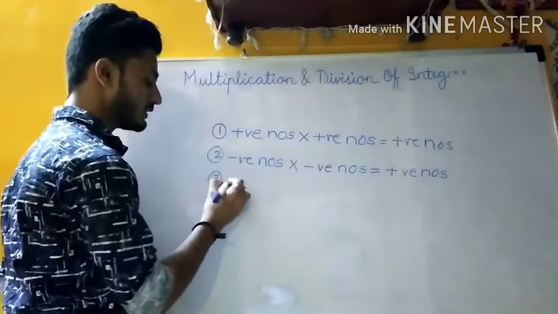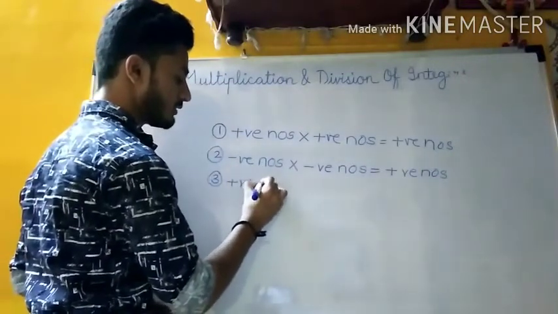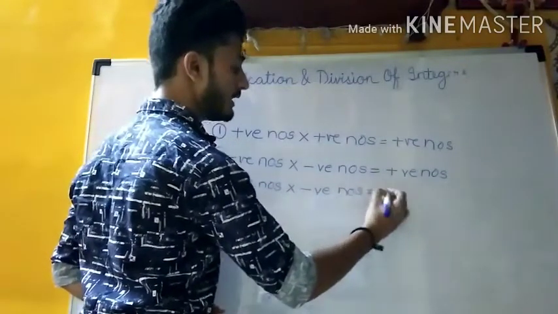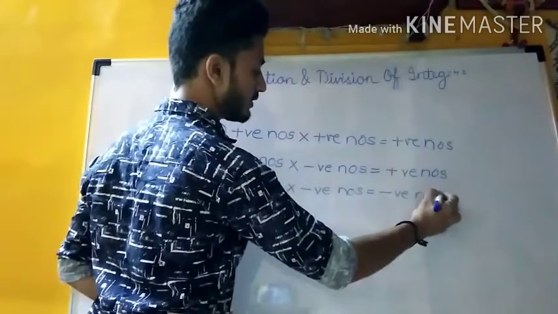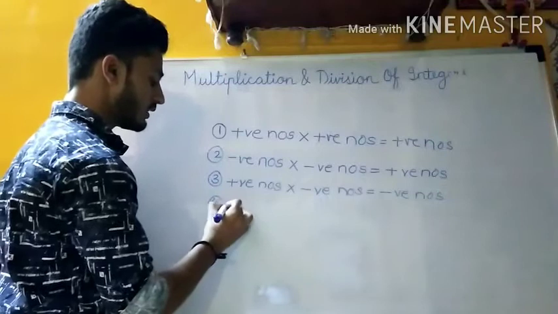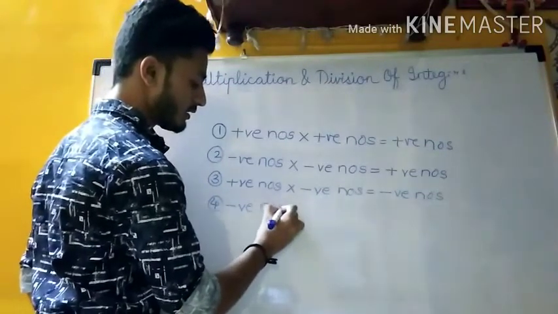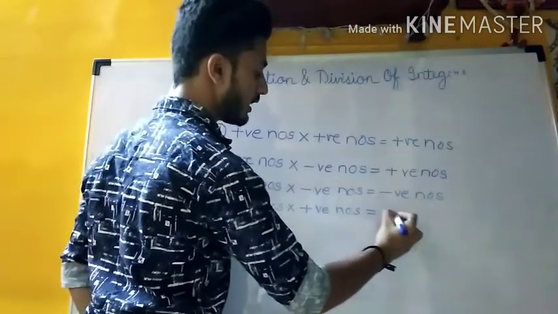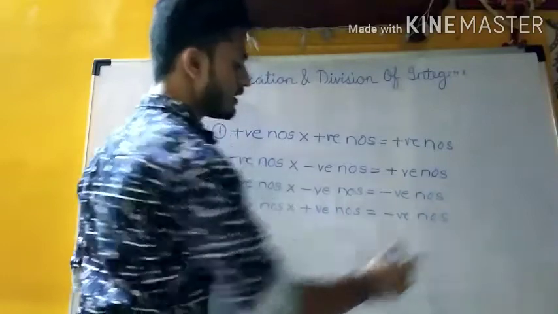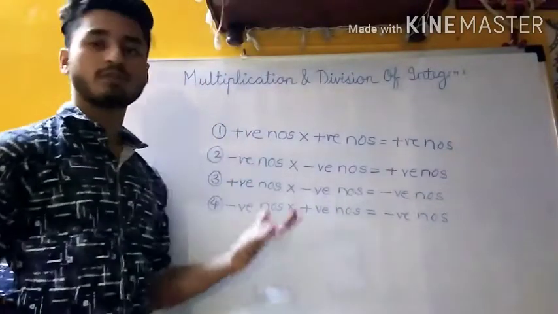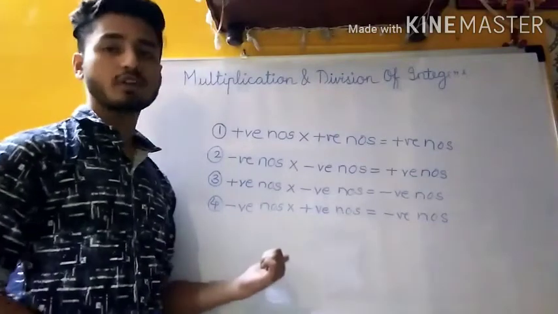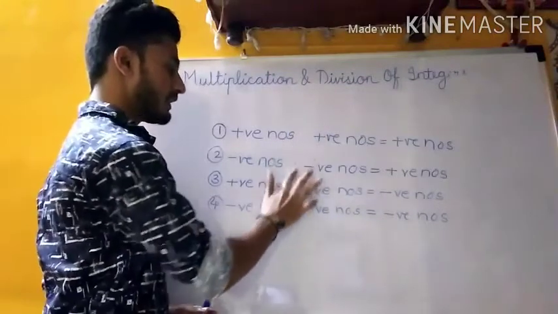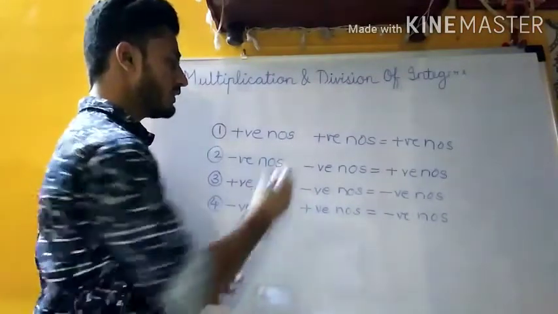Then third we learned that positive number multiplied by negative number will be a negative number. And the last one, negative number multiplied by positive number will give you a negative number. These were the formulas which we used for multiplication. What change you have to make here is just replace the multiplication signs with the division signs.